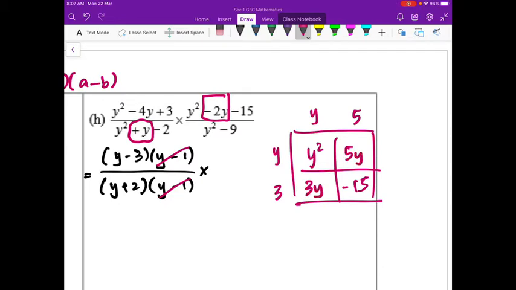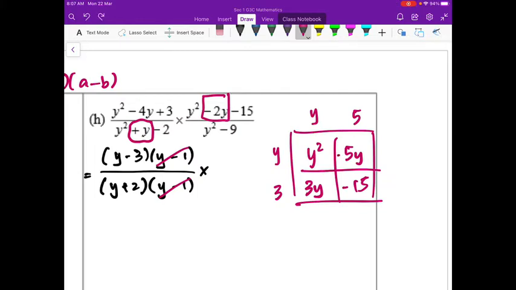Then I look back at the fraction. I need a negative 2y. Who should I give the negative sign to? 5y or 3y? Give to 3, then I will get a positive 2y. Right. I don't want a positive 2y, I want negative 2y. So who should I give the negative sign to?